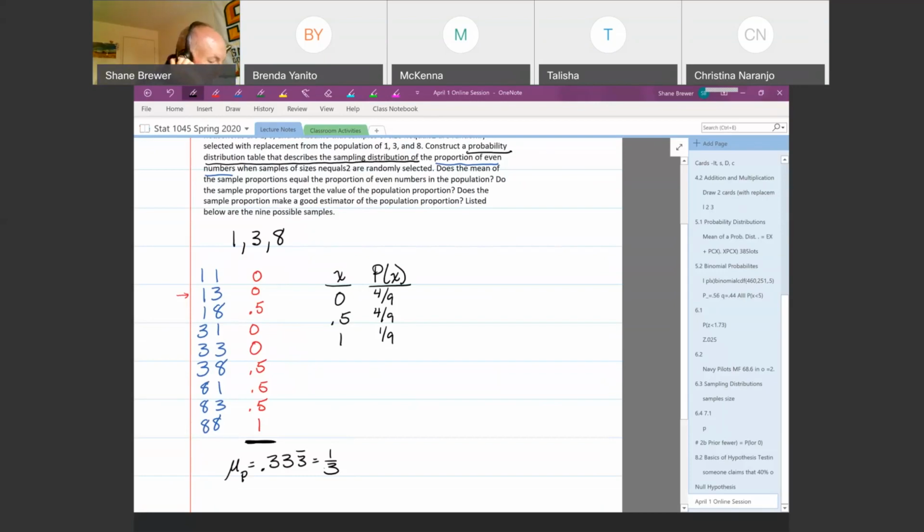All right. Does the mean of all of these sample proportions equal the proportion of even numbers in the population? Well, look at your population. The proportion of even numbers is 1/3. And so look, they do equal. Do the sample proportions target the population proportion? The answer is yes, because that's the same. Does the sample proportion make a good estimator of the population proportion? Yes. So the answer to both of those questions is yes.